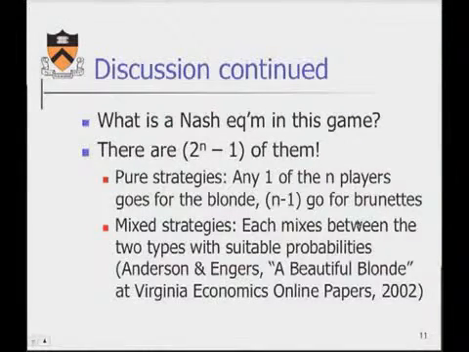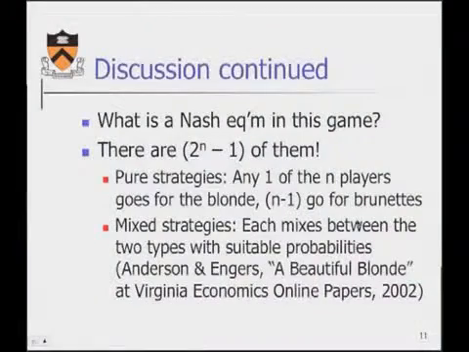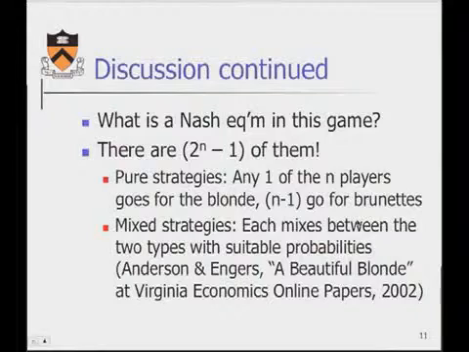What is a Nash equilibrium? It turns out that if there are n men, there are 2 to the power n minus 1 Nash equilibria. With 4 friends and Nash himself, 5 people, that means 32 minus 1, 31 Nash equilibria. N minus 1 of them are in what's called pure strategies, not mixed ones, where any n minus 1 of the people go for brunettes and 1 goes for the blonde.